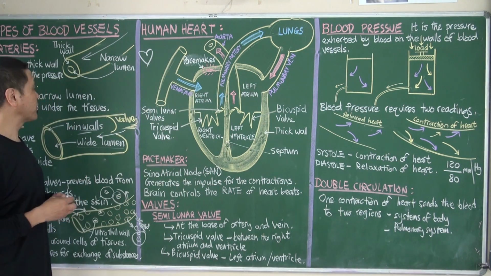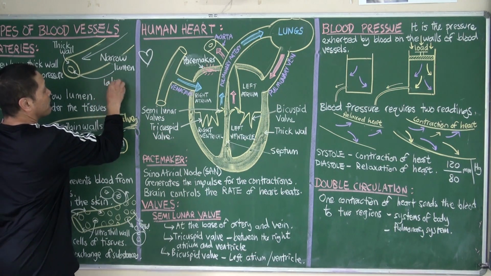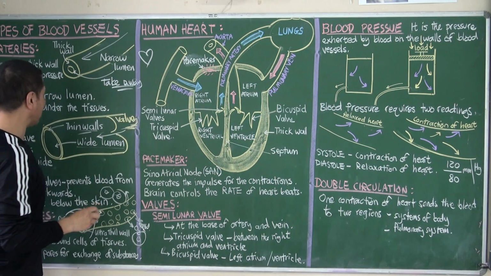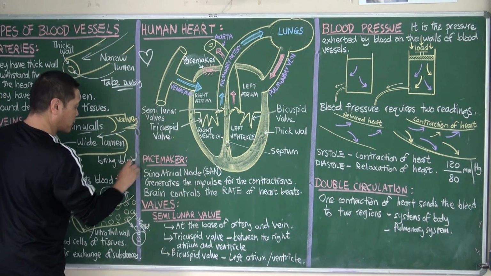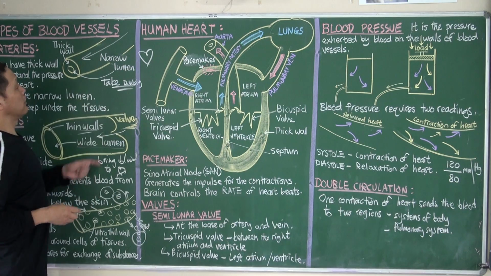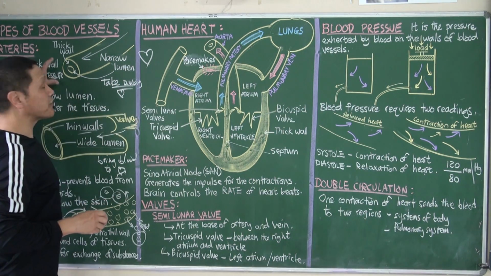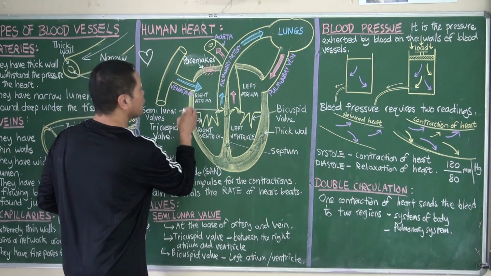I need to add something here. Arteries take the blood away from the heart, whereas veins bring blood to the heart. Bring blood to heart. Take the blood away from heart. So arteries take the blood away from the heart, and veins bring in blood to the heart.